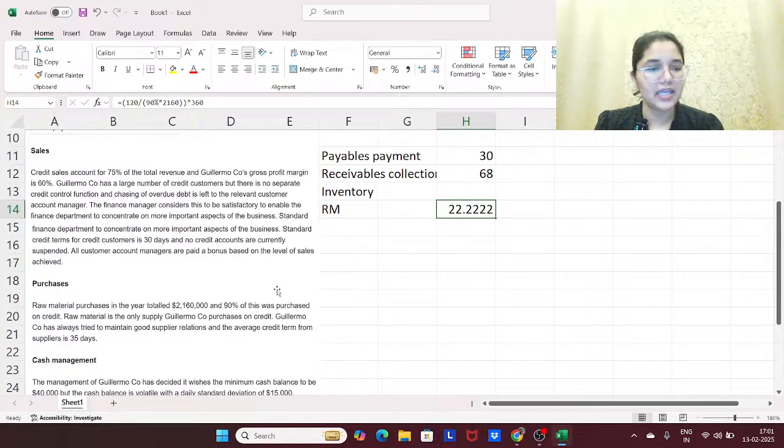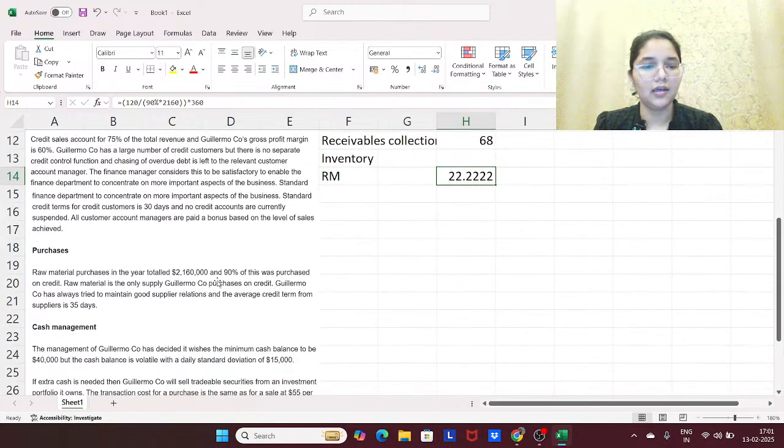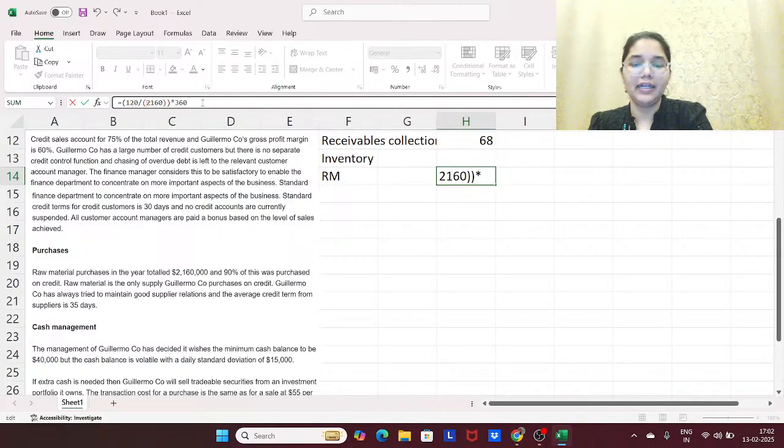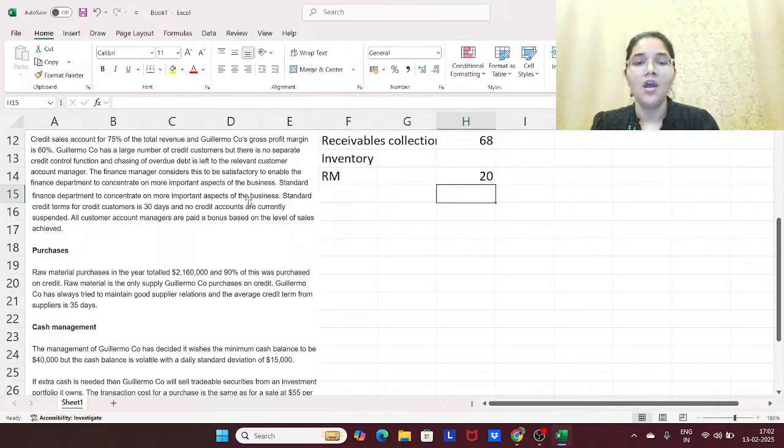My apologies, instead of taking only the credit purchases, we are supposed to divide it by the raw material purchases. So, we will not take 90%, we will use the entire number of 2160 because when we are calculating the inventory time frame, we will take the raw material amount divided by the total purchases. The total purchases are given to us, which is 2160. So, this is what we will be using over here.